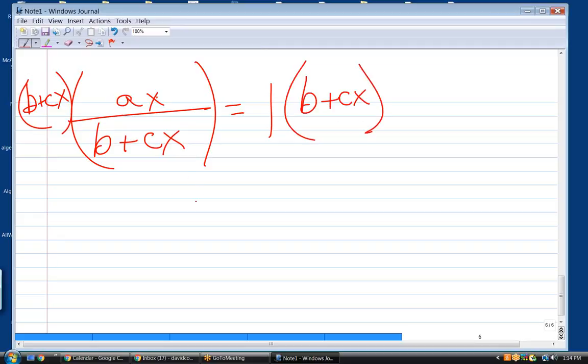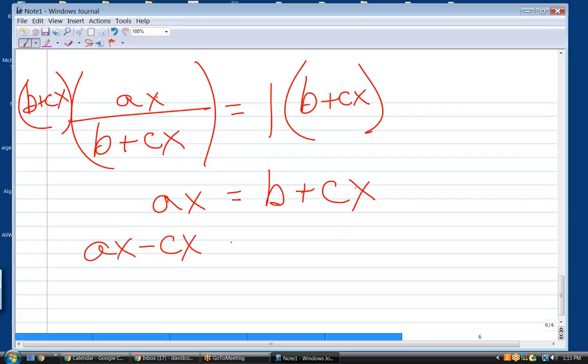Now, what do you have? What's the next line read? It's going to be ax is equal to b plus cx. Now, remember the middle step of solving equations? What's the next step? Ax minus cx is equal to b. And the next step?